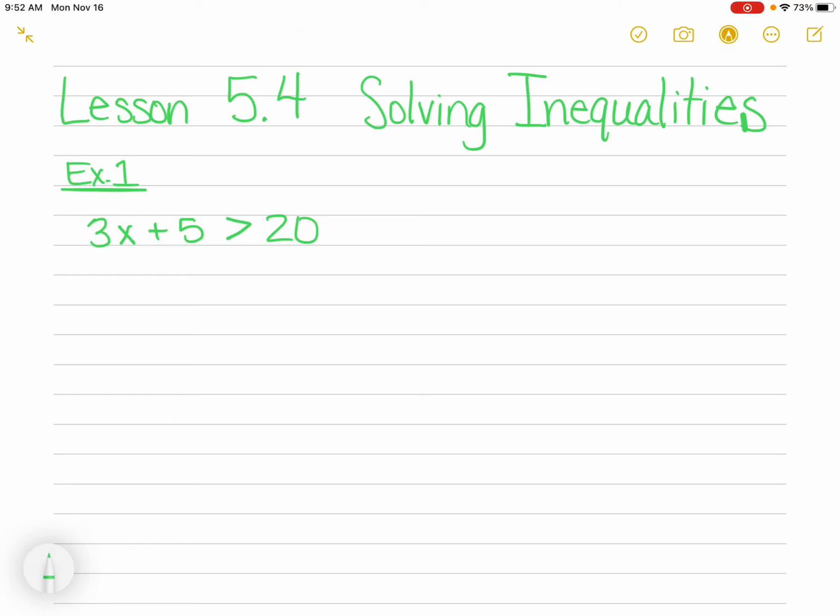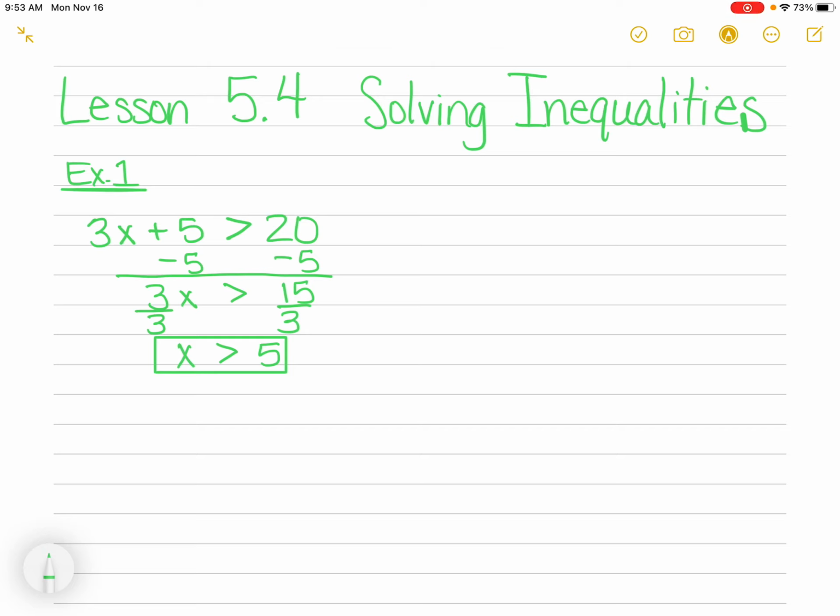Remember, you're solving this just like you would an equation. We're going to subtract 5 from both sides, and that's going to give us 3x > 15. And always ask yourself, do I need to reverse my inequality sign? On this one, I do not, because I'm subtracting 5. Now I'm going to divide by 3, so I get x > 5. And again, I do not need to reverse my inequality sign. So this is my answer.